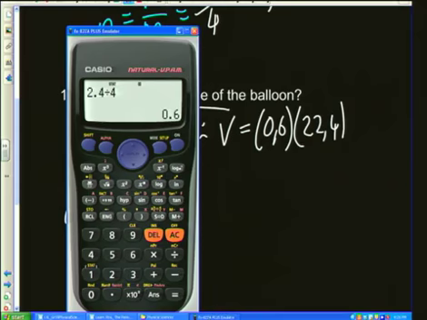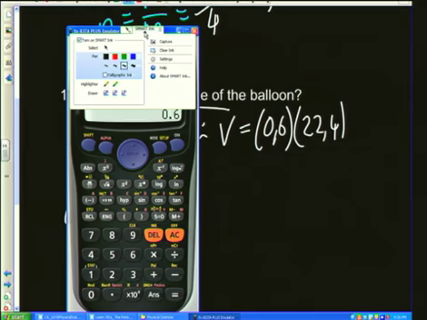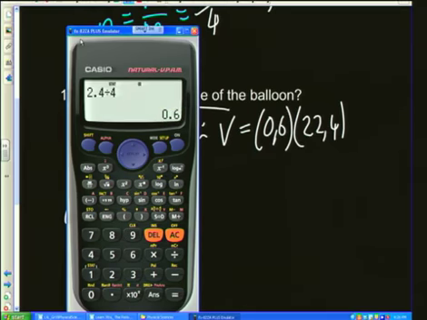I'm going to say 0,6 times 22,4, and we get an answer of 13,46. Now, if you're not sure whether you've got the right answer, let's think about it this way.